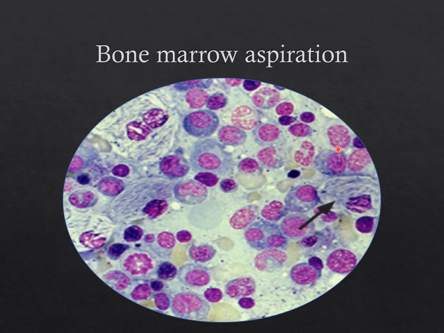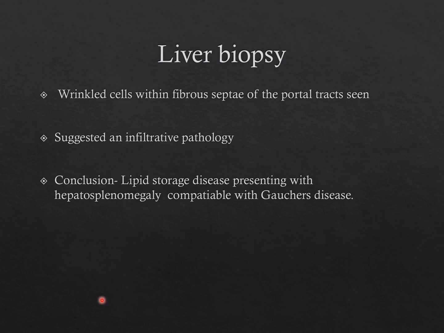The bone marrow aspiration then came back with wrinkled cells which were more suggestive of lipid-laden macrophages as seen in this picture. The liver biopsy then came back with wrinkled cells within the fibrous septae of the portal tracts, which suggested an infiltrative pathology. The conclusion was then a lipid storage disease which presented with hepatosplenomegaly and is compatible with Gaucher's disease.